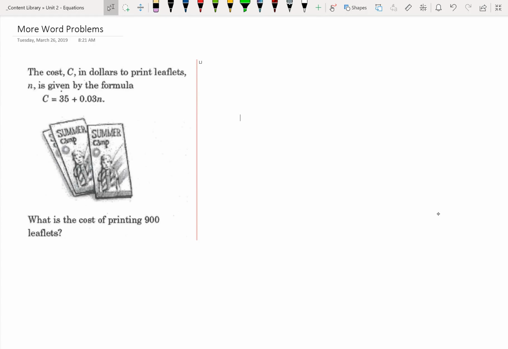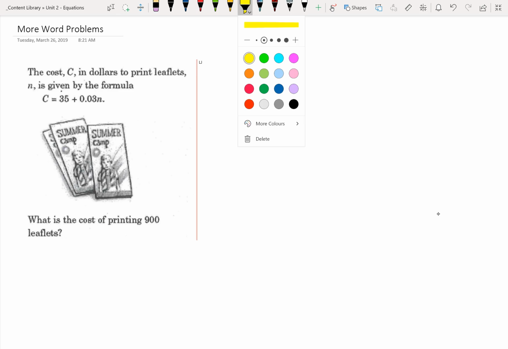In this note, we're going to look at some more word problems, and in this case we will be using our word problem steps to help us solve. So in the first question, the cost C in dollars to print leaflets N is given by the formula C equals 35 plus 0.03N. What is the cost of printing 900 leaflets?